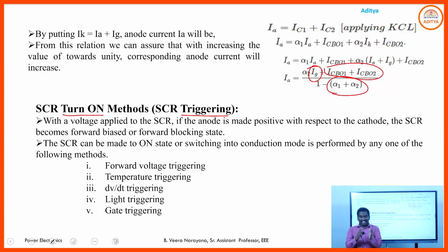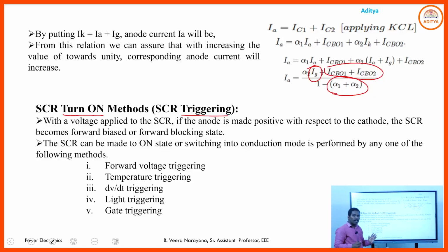So if the SCR is in the on state, there is some current flowing through the SCR and the voltage across the SCR is its on-state voltage drop, approximately 1 to 1.5 volts. If the SCR is in the off state, there is no current flow through the SCR and it can withstand a large amount of voltage, whatever voltage is available across it. So to bring the SCR from forward blocking state to forward conducting state, we use any one of these triggering methods or turn-on methods.